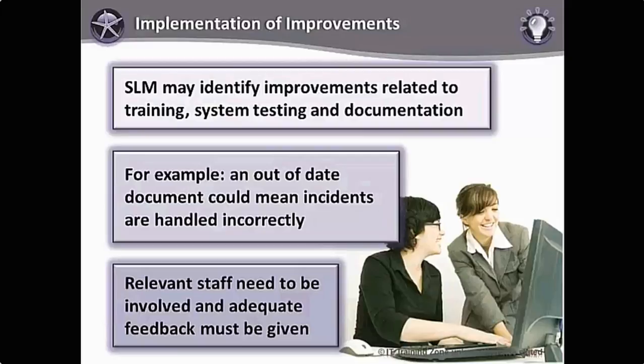Improvement areas identified by service level management may also focus on issues such as training, system testing, and documentation. For example, an out-of-date process document could be causing incidents to be handled incorrectly, resulting in targets being missed. In these cases, the relevant staff need to be involved and adequate feedback given to make improvements for the future.